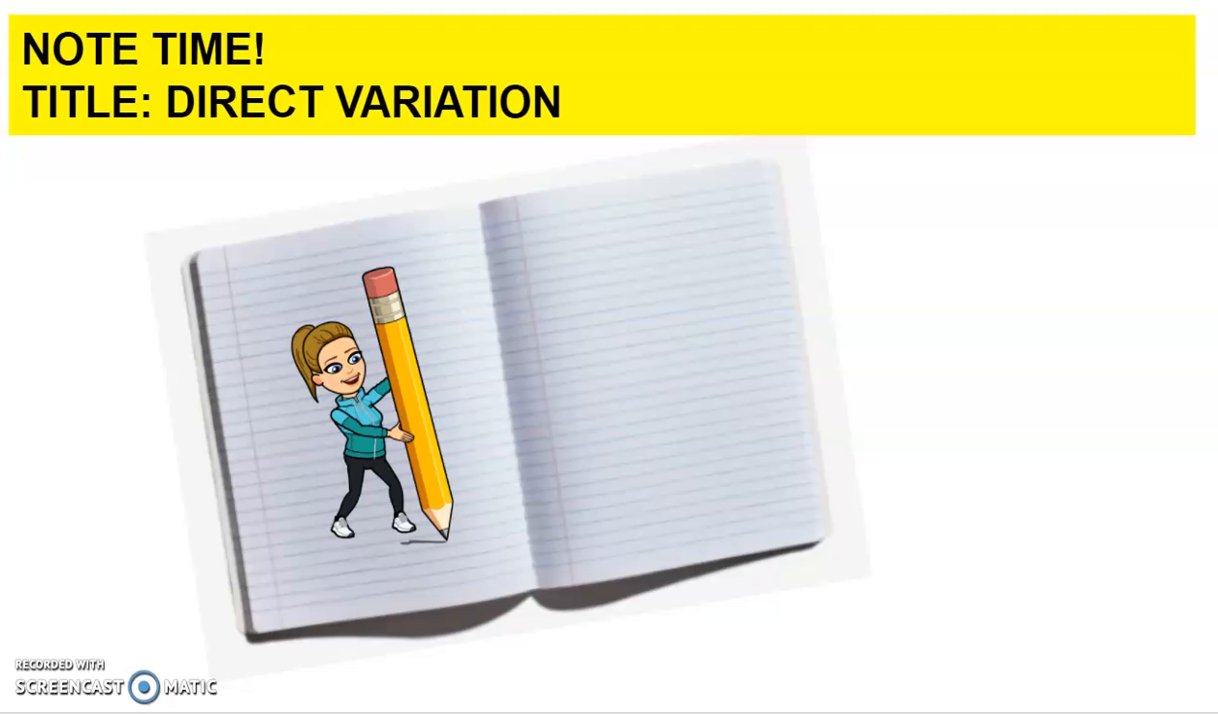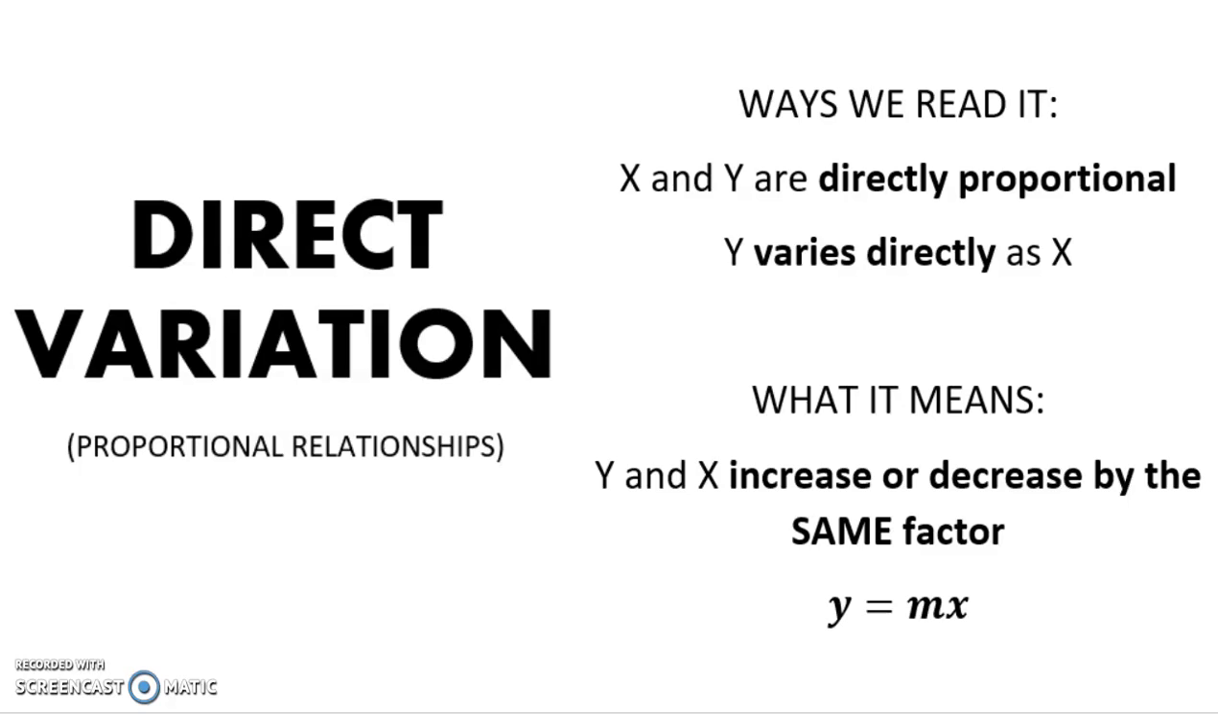Okay, this is equivalent fractions, talking about things that are proportional. So let's take a look at it. Direct variation, we're talking about proportional relationships. Ways that you read it: X and Y are directly proportional. Y varies directly as X. What it means is that Y and X are increasing or decreasing by the same factor. So we're talking about multiplication relationships. Remember, when we talk multiplicative, that can include division. So we're going to look at that.